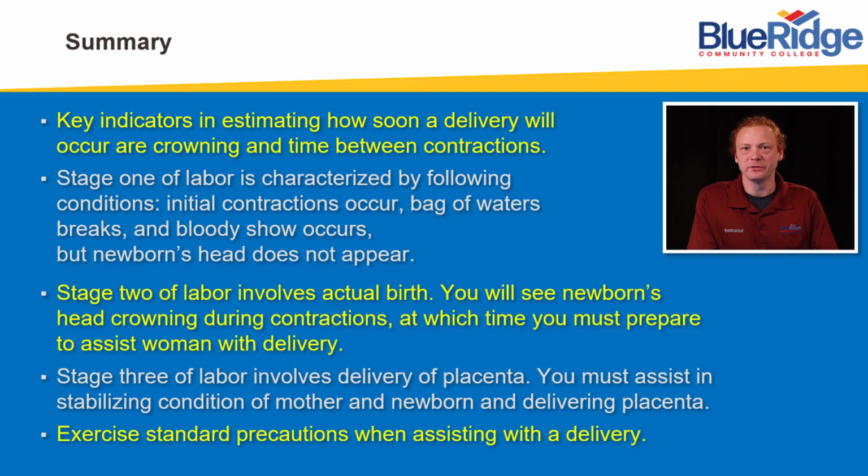Okay, in summary of Chapter 16, some key indicators to estimate how soon delivery will occur are the presence or absence of crowning and the time between contractions. Remember, 3 minutes or less, we were kind of running short on time. 2 minutes or less is pretty much imminent. And then 5 minutes or greater, we have a little bit more time to work with and possibly enough time to transport.